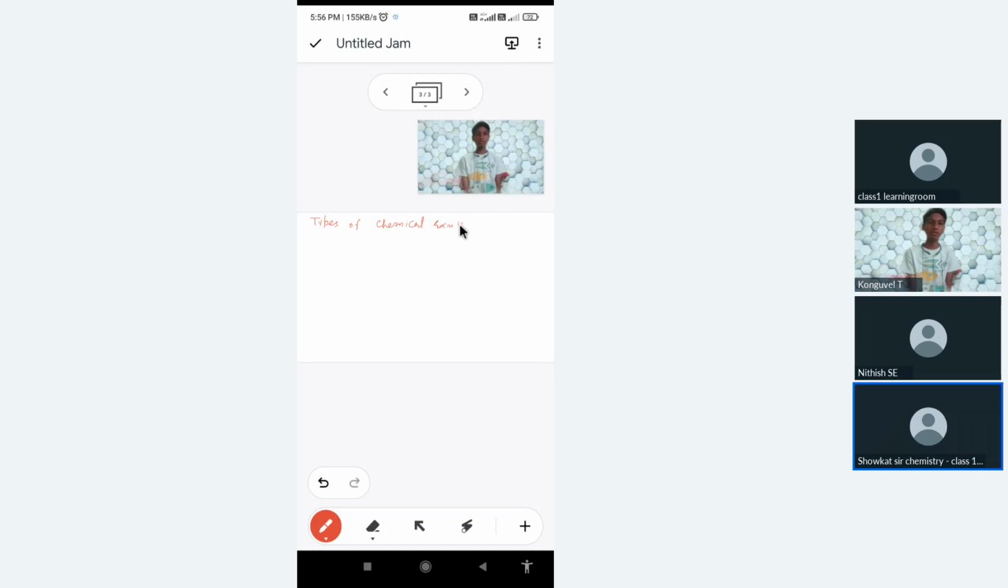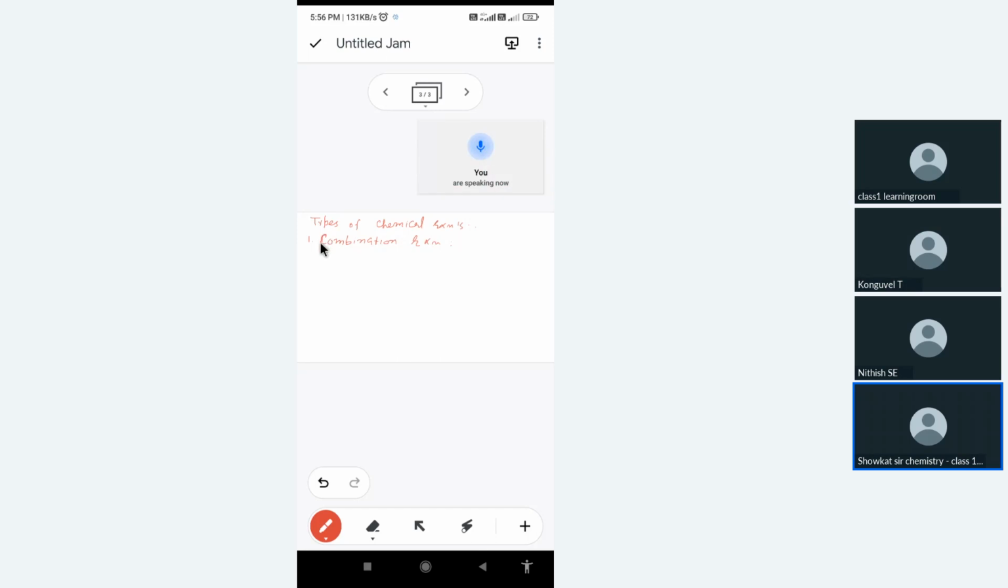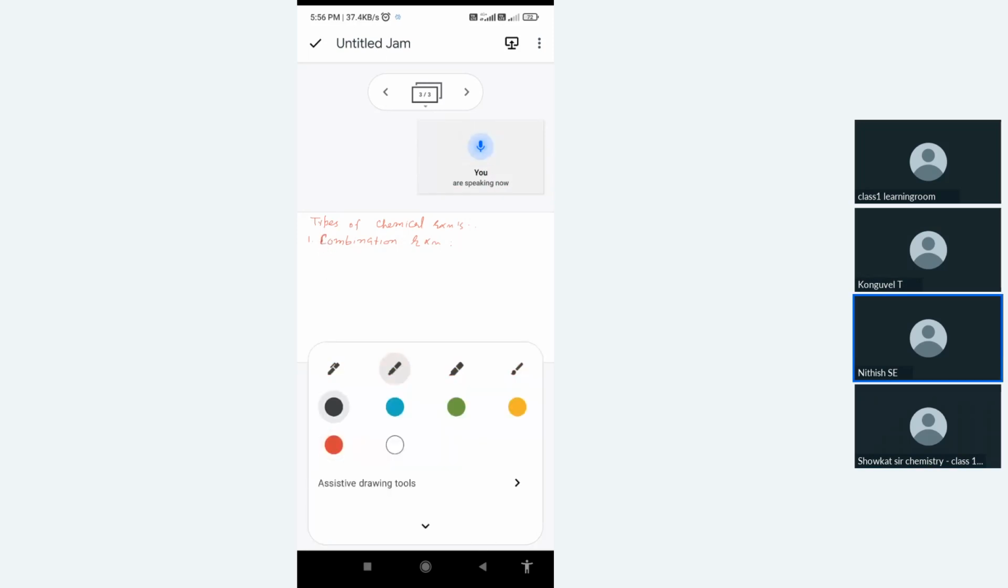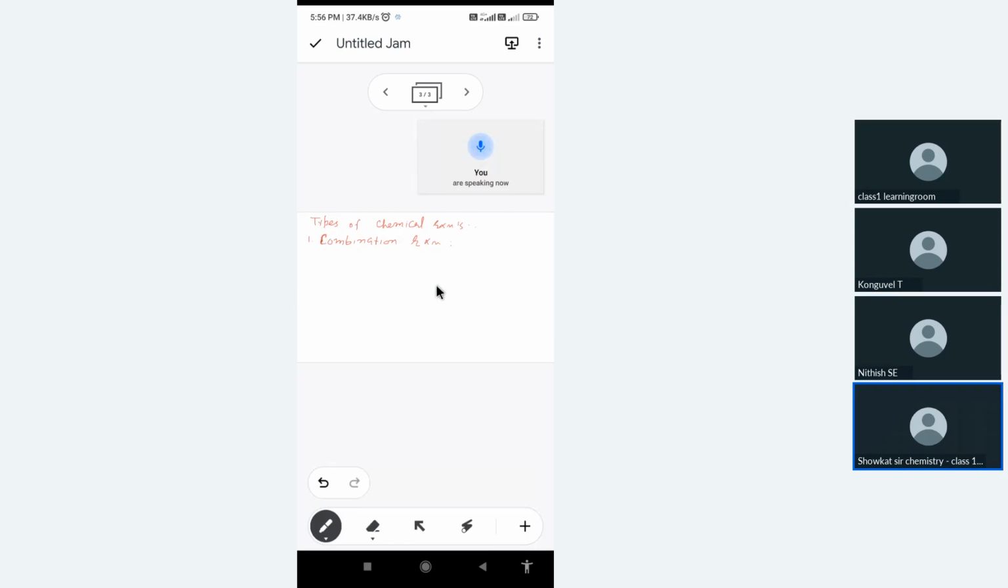So the first reaction which we are going to study here is the decomposition reaction. That's a combination reaction. Exactly, combination reaction. Okay, let's study first combination. So what do you understand by this combination reaction? It is that type of reaction in which two or more substances react with each other, they combine and they form a single product, right? Yes, sir. Okay, I will write it here, combination reaction.